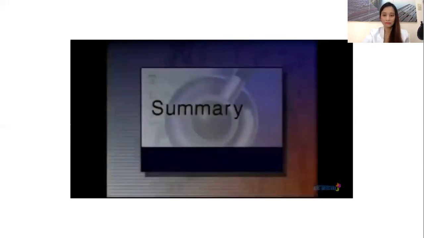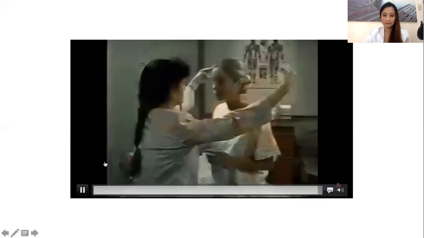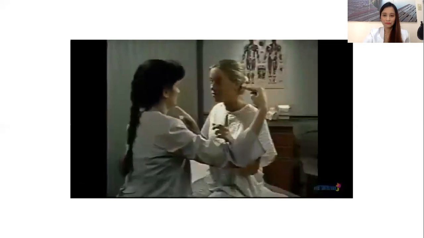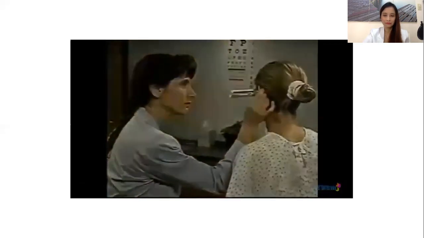Summary. Examination of the head, eyes, and ears includes inspection of the head, hair, scalp, skull, and face. Tests for visual acuity and visual fields. Inspection of the eyes. Ophthalmoscopic examination. Inspection of the ears. Otoscopic examination. And tests for hearing.